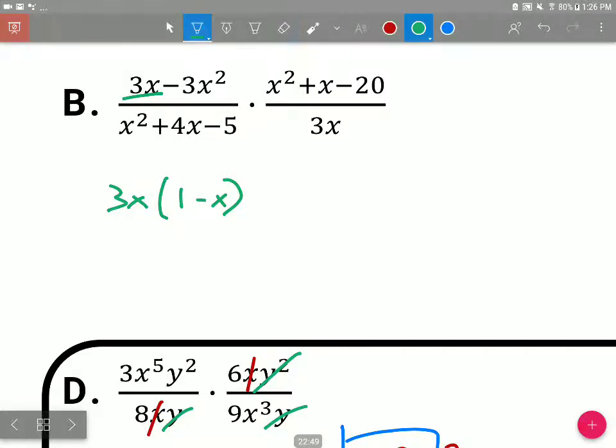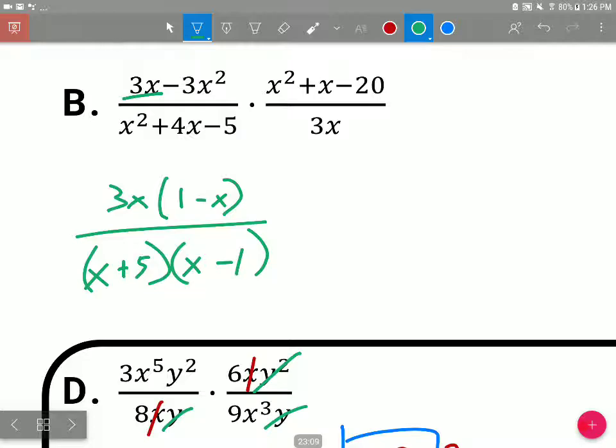All right, let's do the bottom. Can you divide anything out of this guy? No. Okay. So what 2 things multiply to the left? X. What multiplies to negative 5, but adds up to 4? 5 and negative 1. Good.